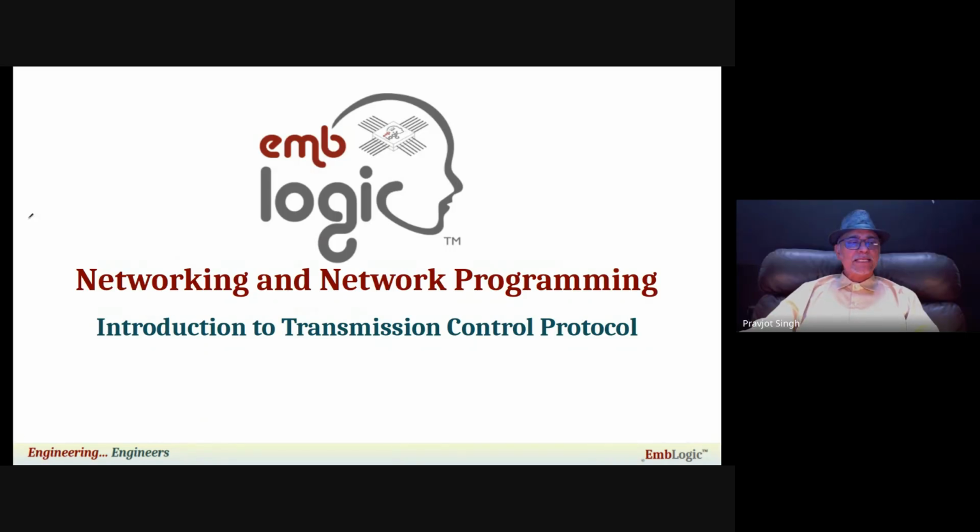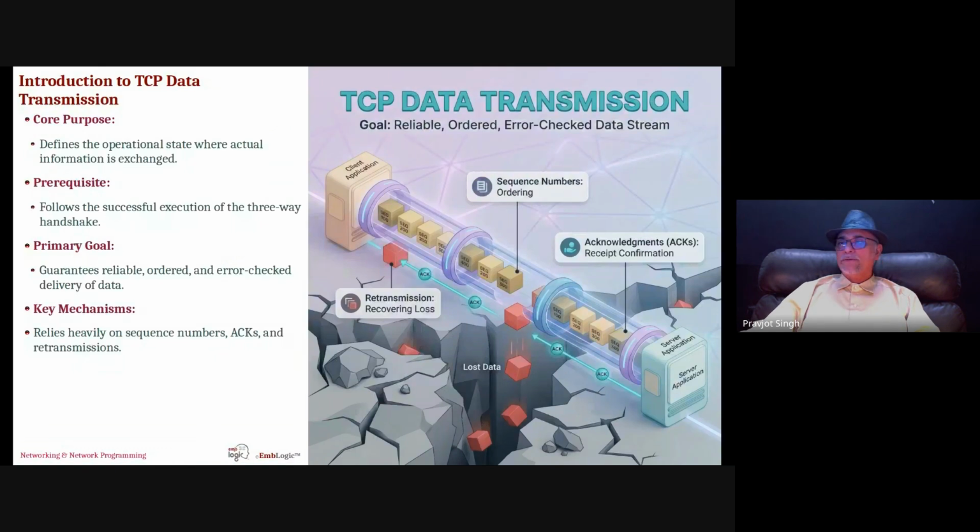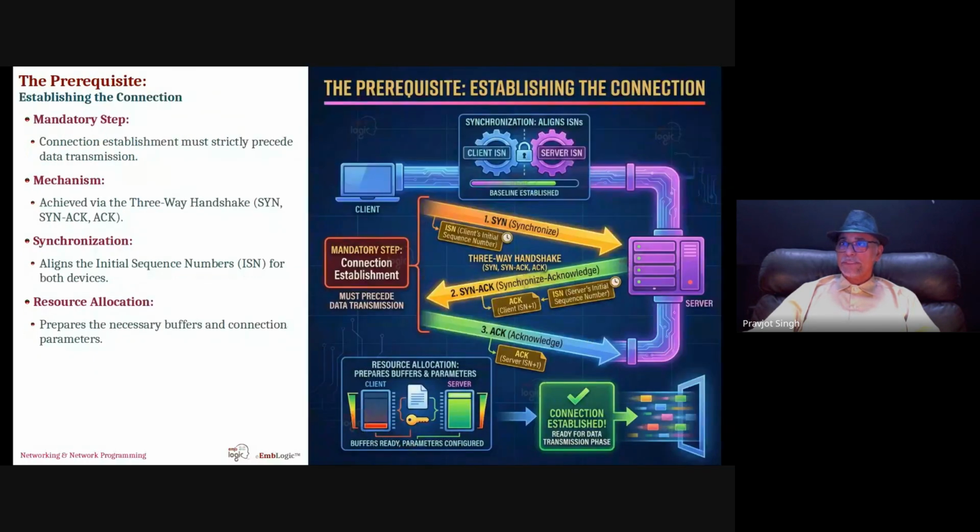In the last class we discussed network programming, in which I told you how transmission happens. That is what we have seen. We'll go ahead today. Last class we saw the introduction to TCP data transmission: the core purpose, the prerequisites, all these things we discussed. I'm not going to touch them again, but if you have any doubt, ask me. Or if there is something very important to tell, I'll tell you.